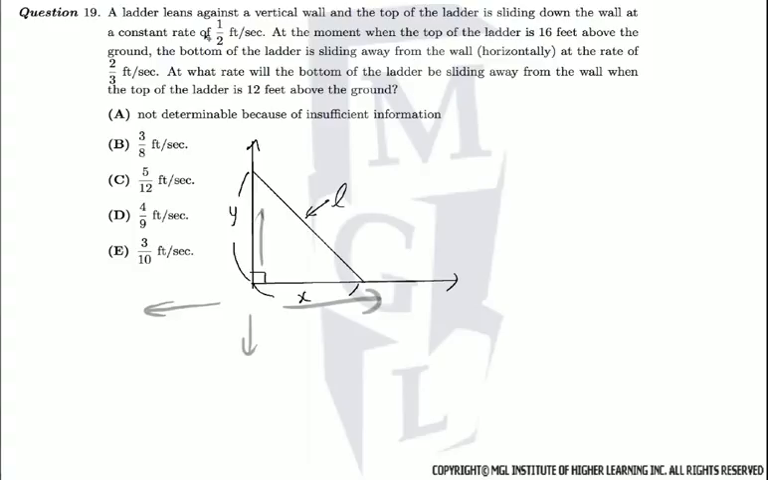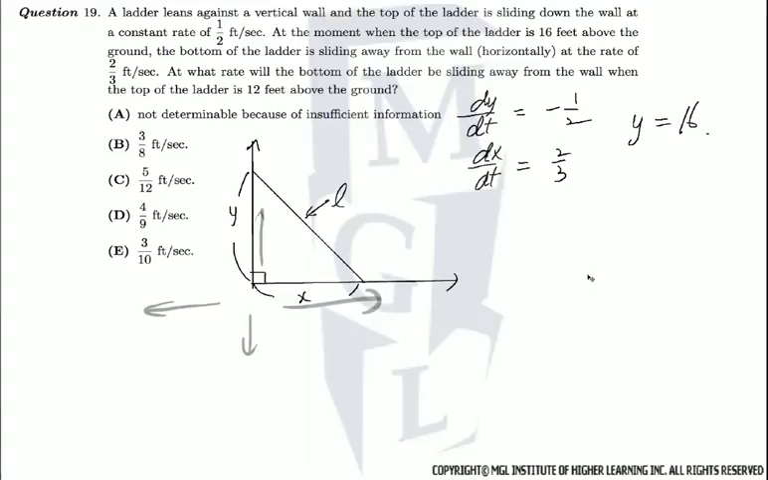Now, the information given says the ladder is moving down constantly at half. That means dy over dt, the change in the y, is always shrinking at half feet per second. And the bottom of the ladder is sliding away, so dx over dt is 2 over 3. And they also give us that this is when the height of the ladder, which is y, is 16.